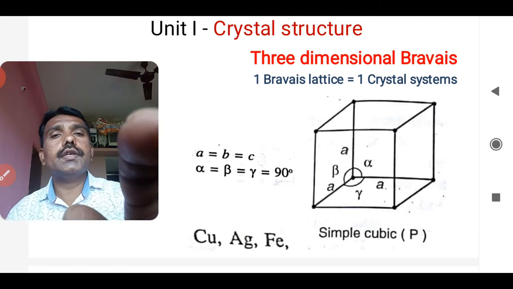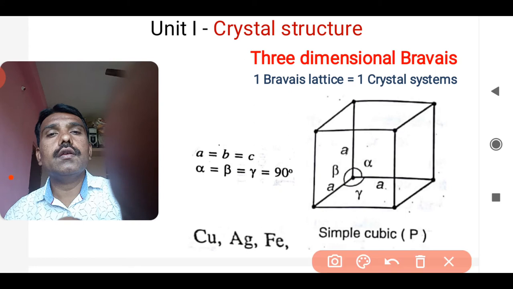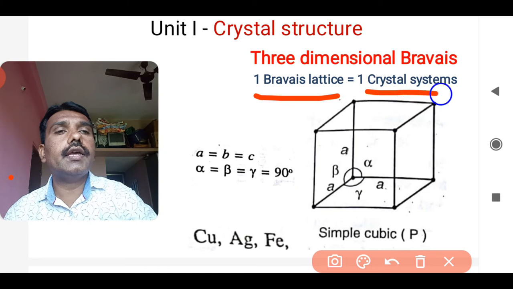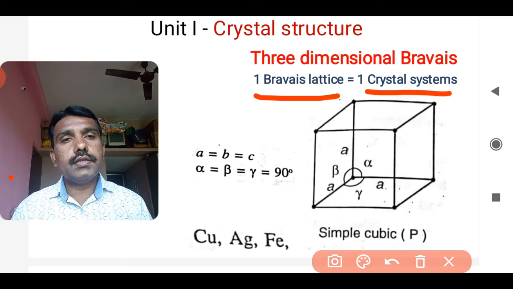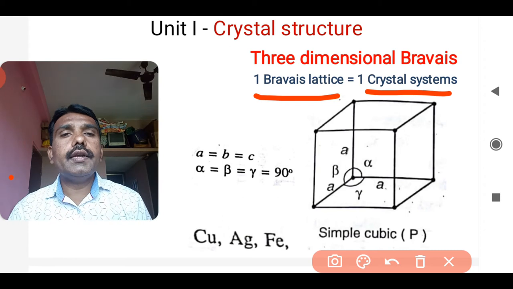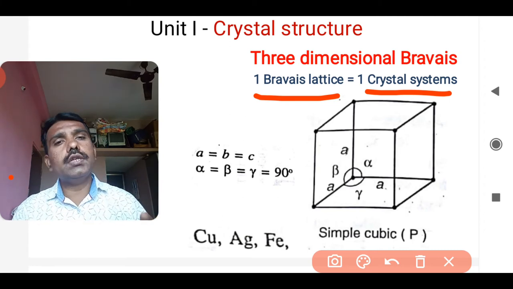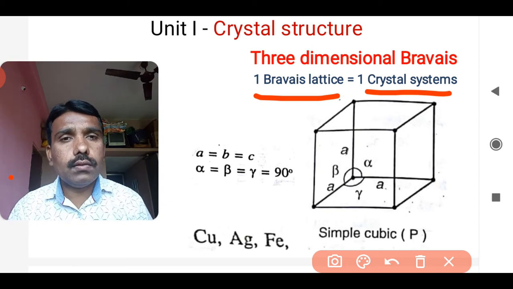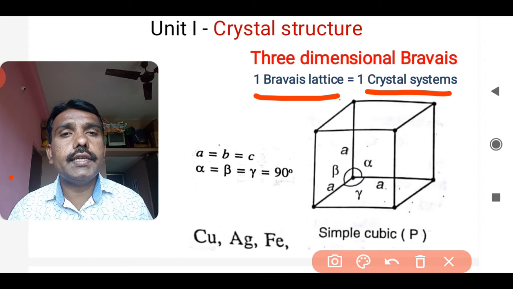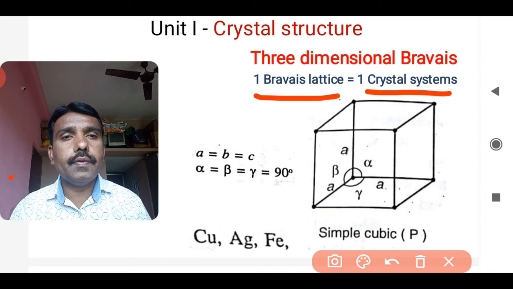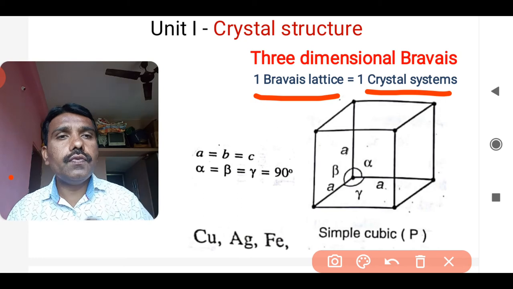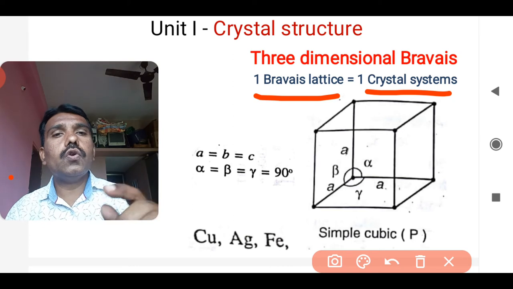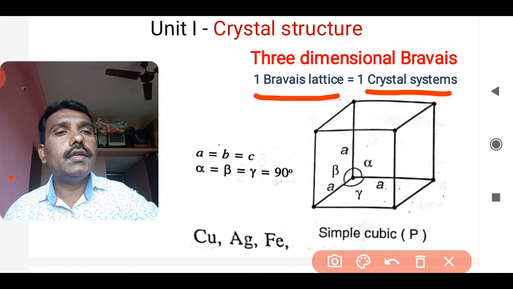Now here is the first case, the 14 Bravais lattices, which are divided among the seven crystal systems. This is the first crystal system, and each crystal system has either two or three Bravais lattices, according to the possible directions or possible unit cells. The first Bravais lattice, which comes under the first crystal system, is called cubic.